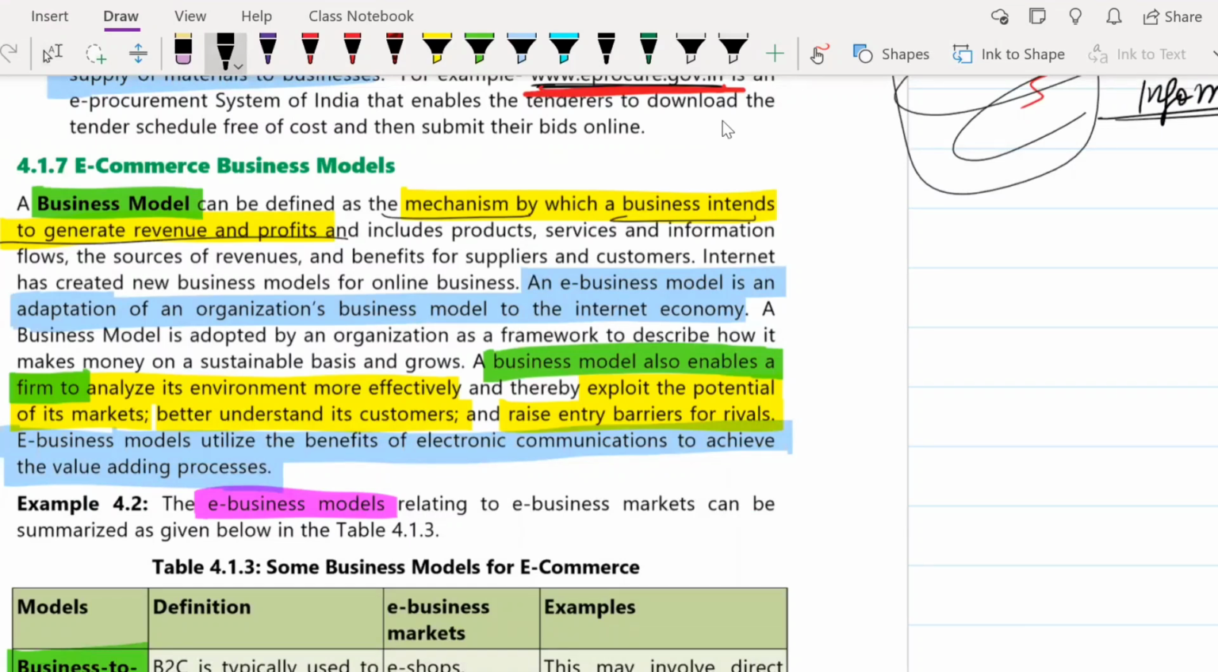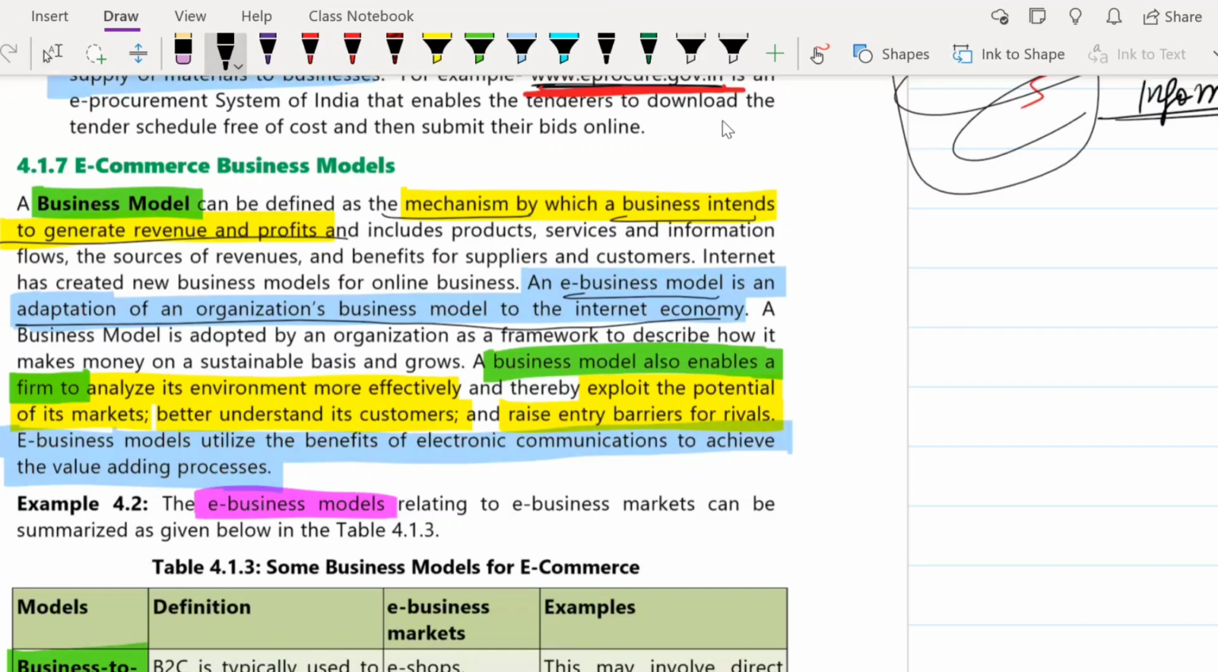An e-business model is an adaptation of an organization's business model to the internet economy. Usually these used to happen in offline stores. You had wholesale stores where business people used to go and buy for their businesses. So earlier that was a B2B model. Now you have indiamart.com, a website. So an e-business model means whatever was there offline, you have brought it into the online space.